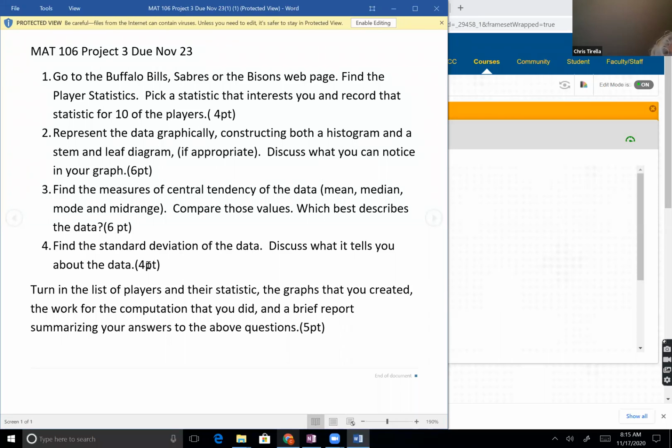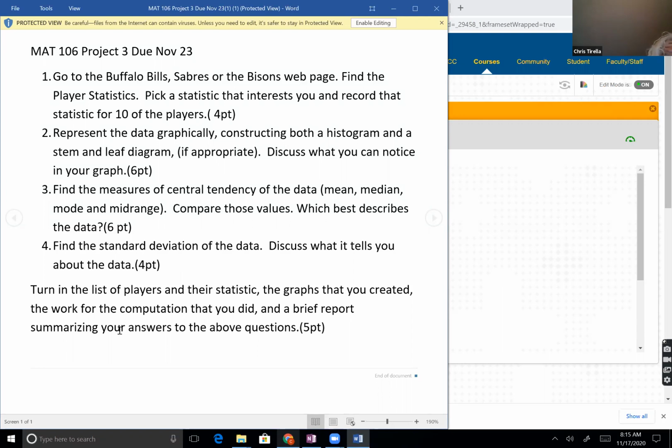That's worth 4 points. You're going to turn in the list of your data, the graphs you created, and the work for the computation that you did. I don't want anybody to just put the numbers in a software package and get the mean, median, mode, mid-range, and standard deviation. I do want to see your work in getting those. Same way, I know that at the high school level, there are people who might have learned how to find the standard deviation by putting the numbers in a list in a graphing calculator. That won't suffice. I want to see your work.